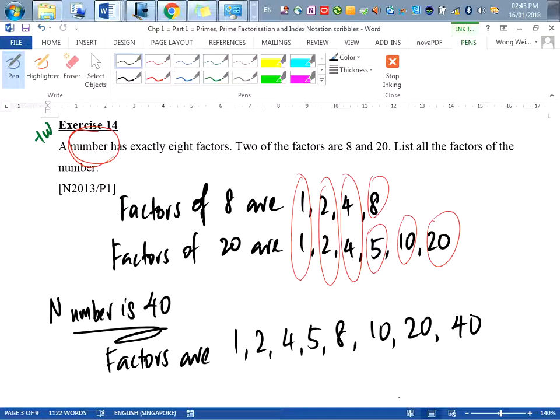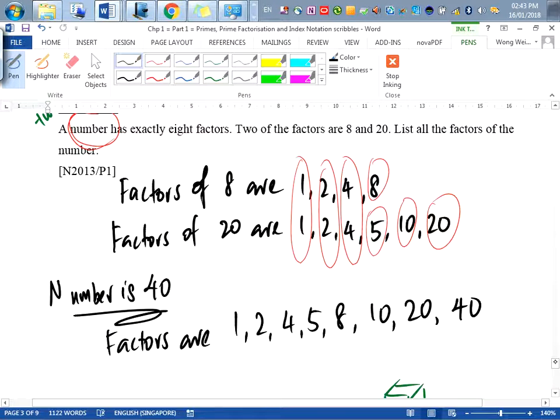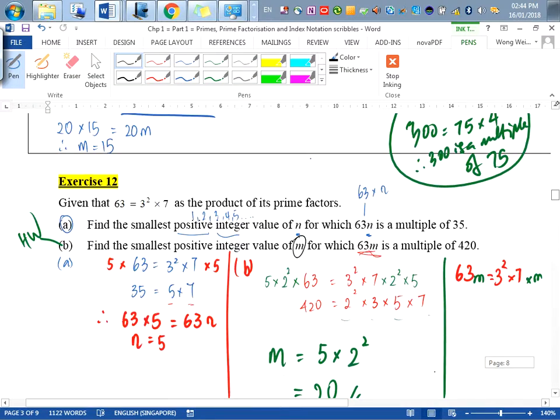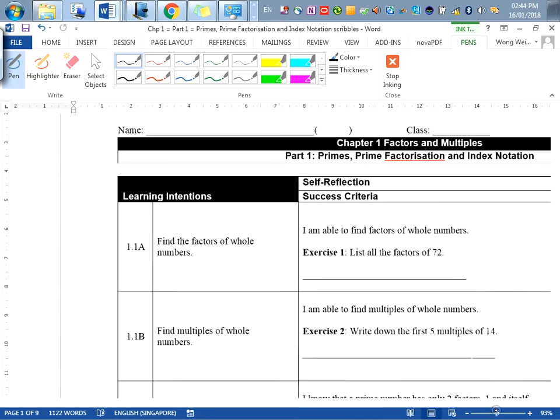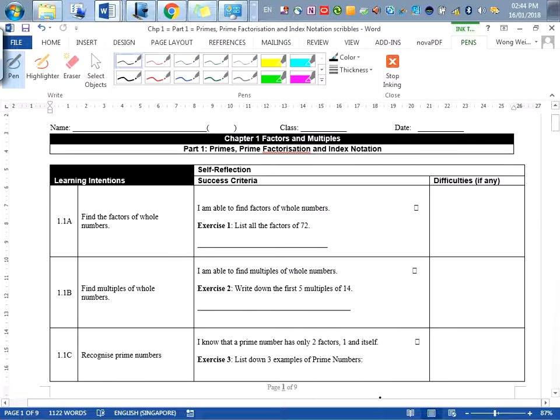Right, that's all for our first set of notes, because we already finished exercise 15. Then, if you go back to our very first page, look at this over here. This is called self-reflection, which means at the end of the notes, you look at the first page, you think about what you have learned.